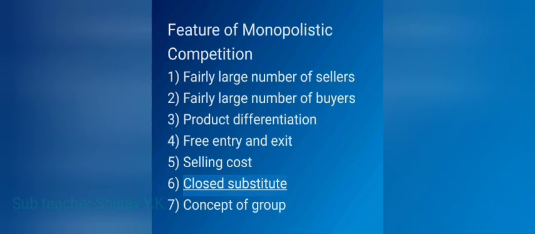The next one, close substitutes. In monopolistic competition, goods have close substitutes to each other. For example, different brands of soaps, toothpaste, etc.